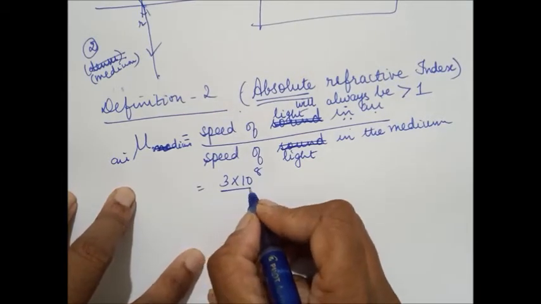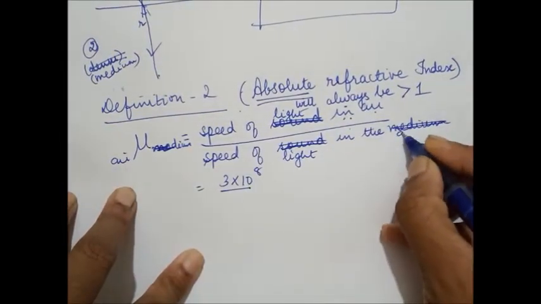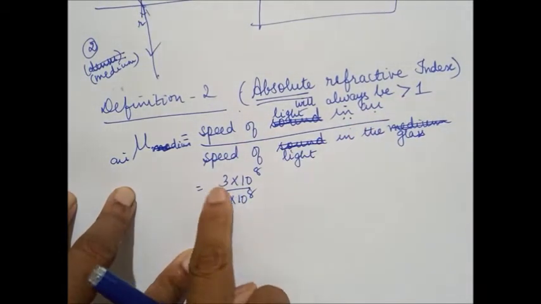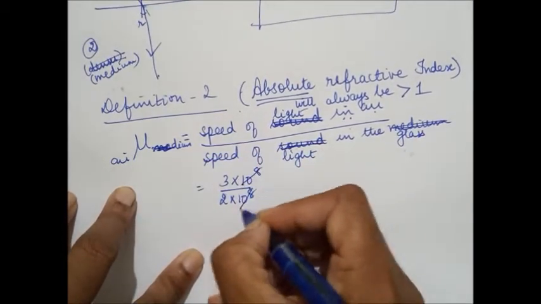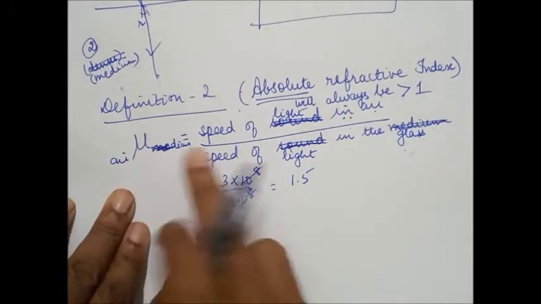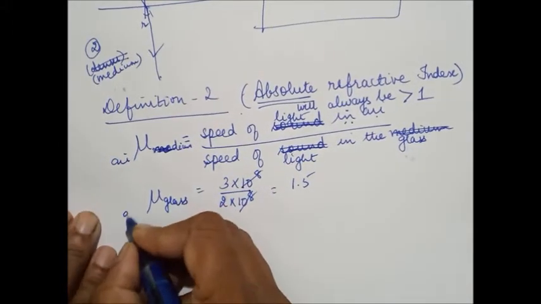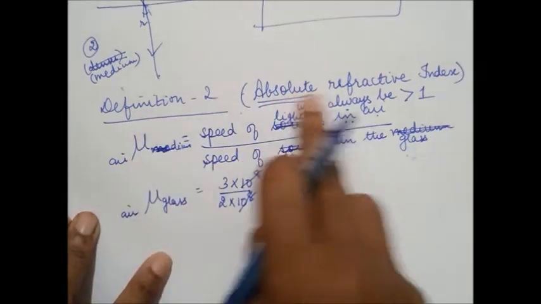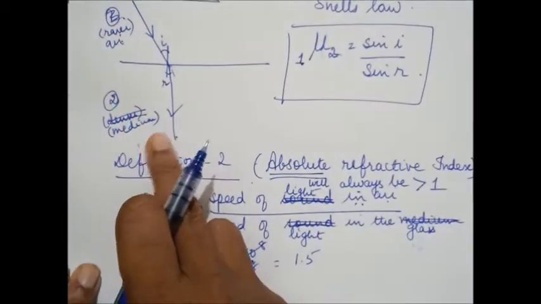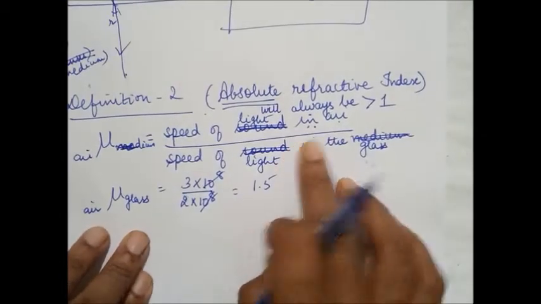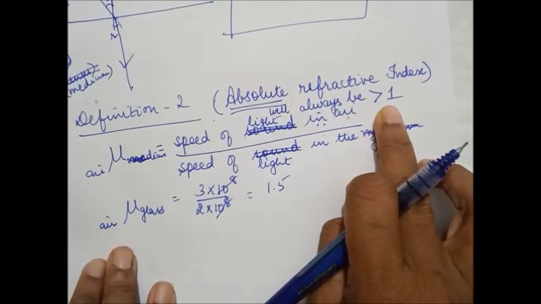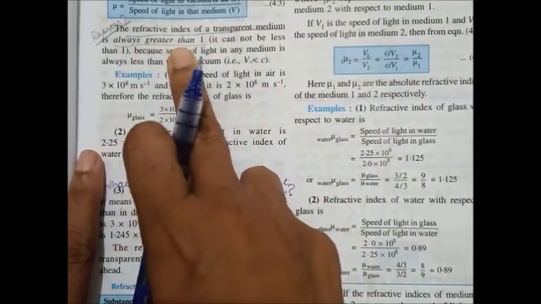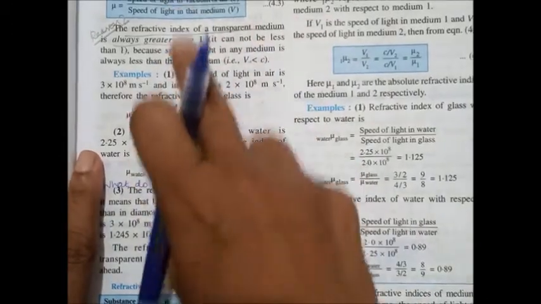Okay, now suppose we take the medium as glass. Speed of light in glass is 2 into 10 power 8. In air it is 3 into 10 power 8, in glass it is 2 into 10 power 8. So 3 by 2, 1.5. What I get is the refractive index of glass with respect to air, which will be 1.5. So absolute refractive index means that if the first medium is air and the second medium is something else which is denser than this, definitely the refractive index will be greater than 1. So that's a reasoning question. The refractive index of a transparent medium is always greater than 1. It can never be less than 1. Okay, the reason is given there.